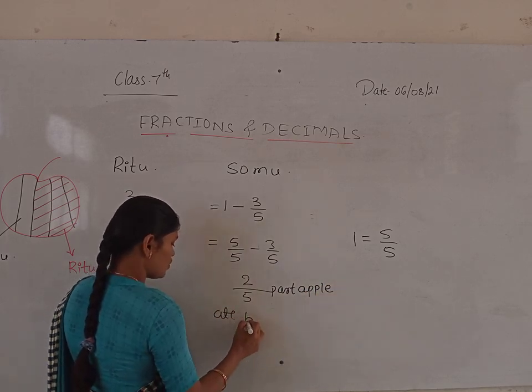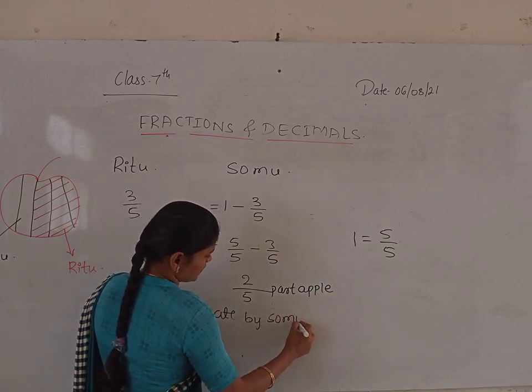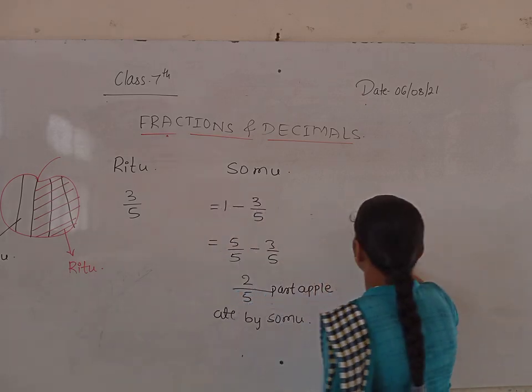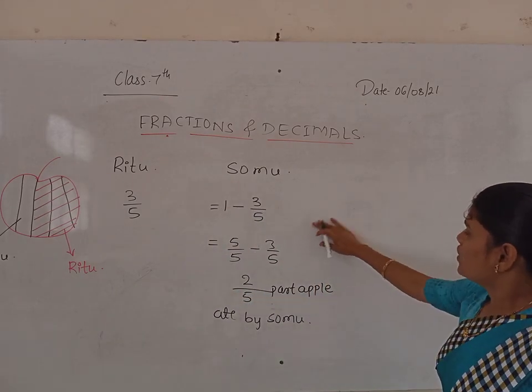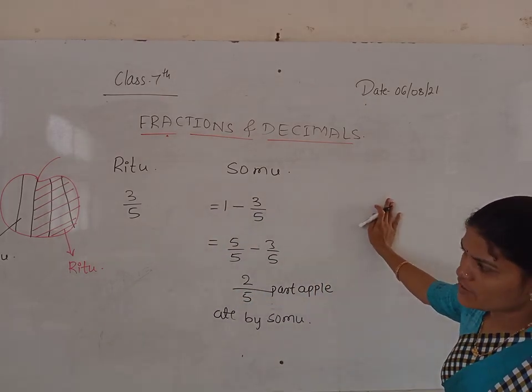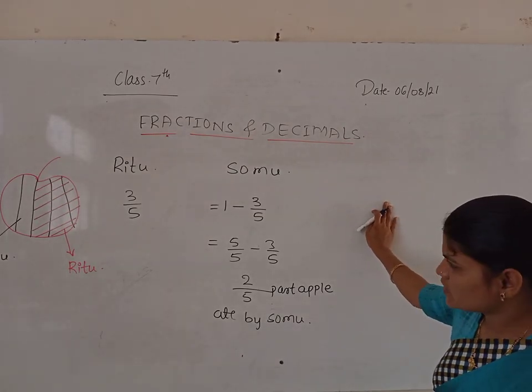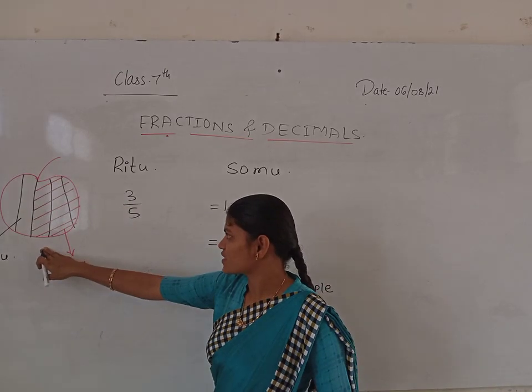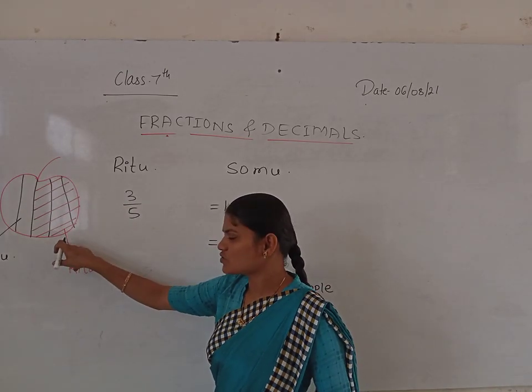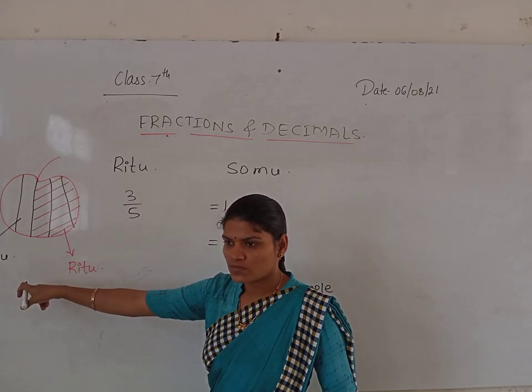8 by from sum. Okay. Next question is what here? Whose share is more? Who ate more apple here? Please, by using this picture only you can understand. Whose share is more? Either Ritu's is more or Somu's is more.